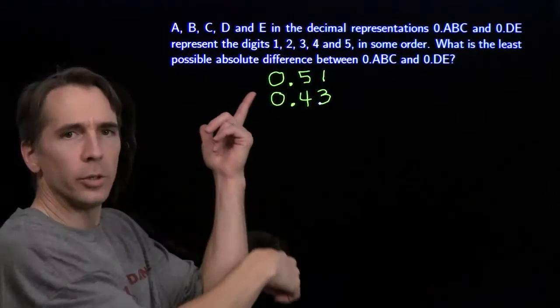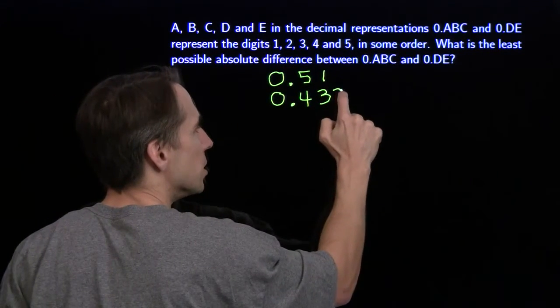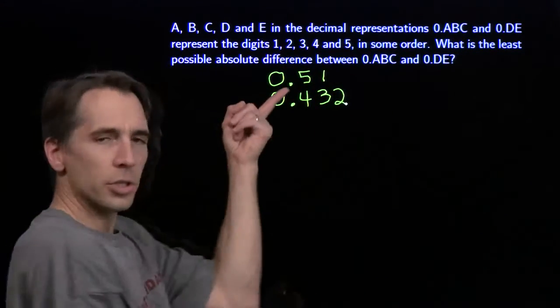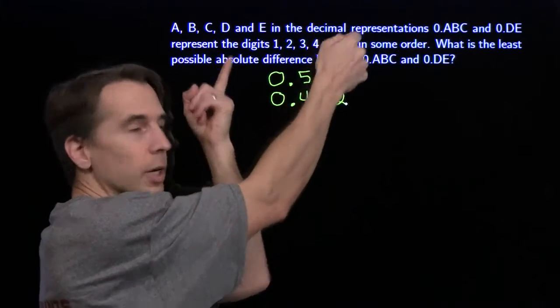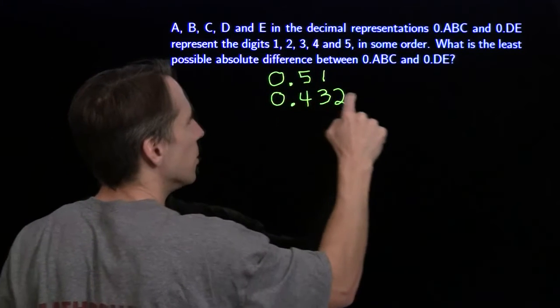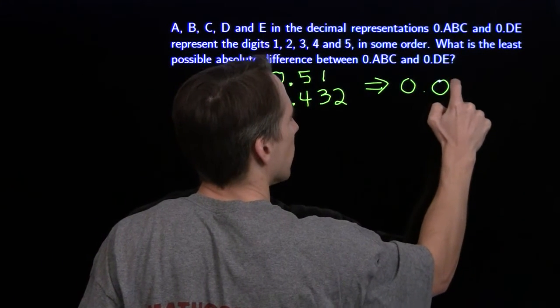Now, where do I want to put the 2? Again, I want these numbers to be as close as possible. So I'm going to put the 2 on this number. It's going to move it up a little bit closer to the top number rather than putting it here, which would make the higher number even greater. So these two, their difference is 0.078.